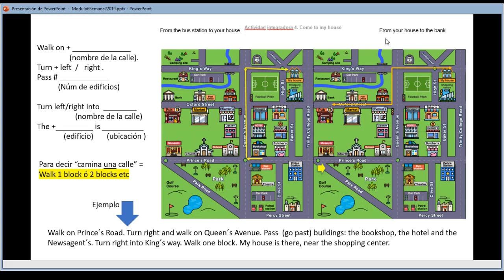The second point is, describe how to get from your house to the bank. So now you are here in my house. I can follow this way, or maybe I can follow this way, or there is even another way on High Street here.